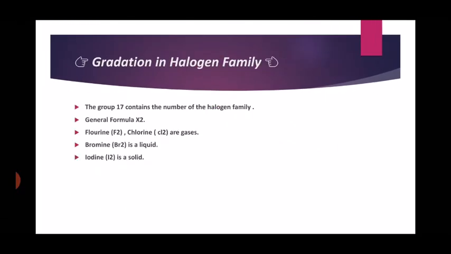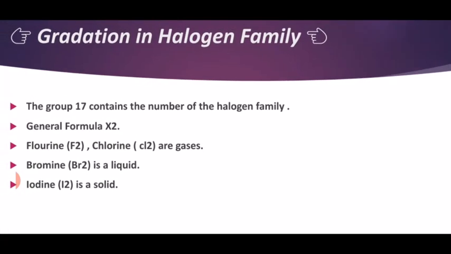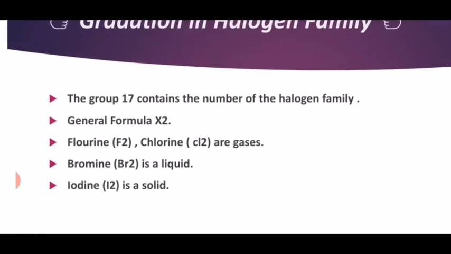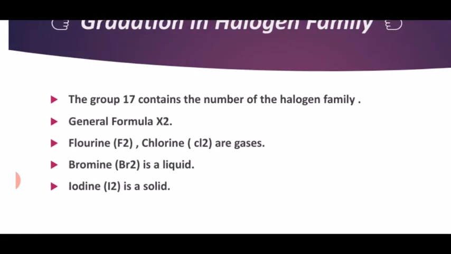Now come to the next topic. In our textbook it is given, gradation in the halogen family. First try to understand what is meant by the halogen family. Halogen family means chlorine, bromine, iodine. These we have to include in the halogens. Are you understood what a halogen is? Group 17 contains the members of the halogen family. That means halogen elements we keep in group 17.